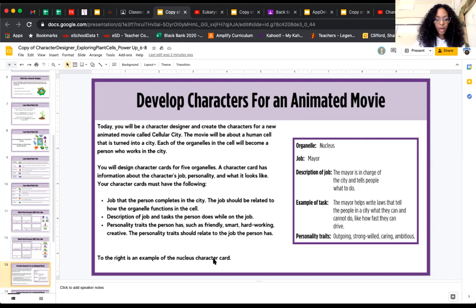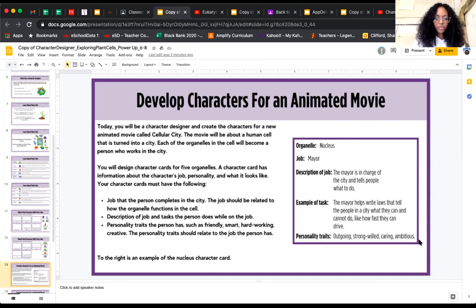So to the right, you have an example for the nucleus. The nucleus would maybe be the mayor of this city. The job that this mayor or nucleus does, he's in charge of the city and tells all the people what to do. The mayor also helps to write laws and tells the people in the city what they can and cannot do, like how fast they can drive. He's outgoing, strong-willed, caring, and ambitious.